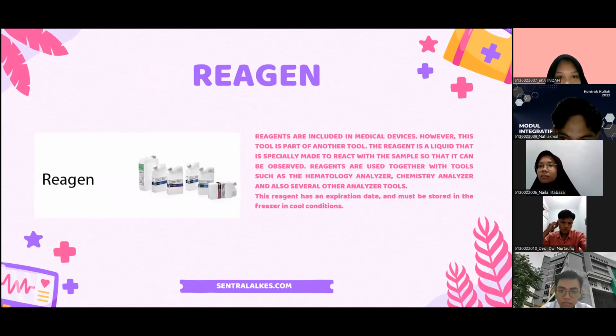The second, reagents. Reagents are included in medical devices. However, this tool is a part of another tool. The reagent is a liquid that is specially made to react with the sample so that it can be observed. Reagents are used together with tools such as the hematology analyzer, chemistry analyzer, and also several other analyzer tools. This reagent has an expiration date and must be stored in the freezer in cool condition.